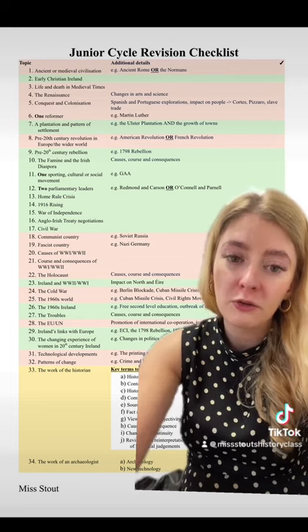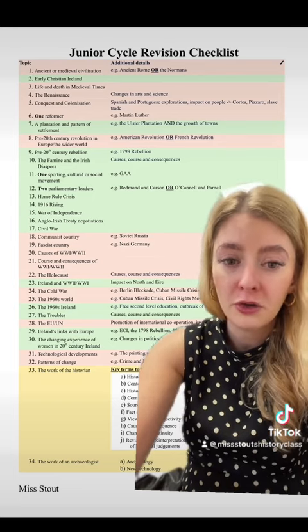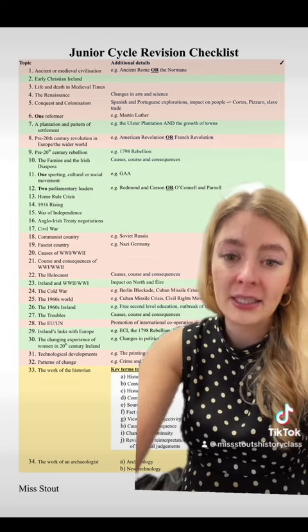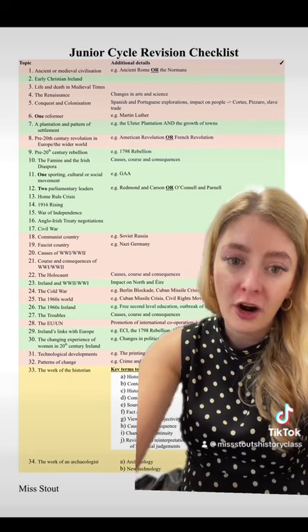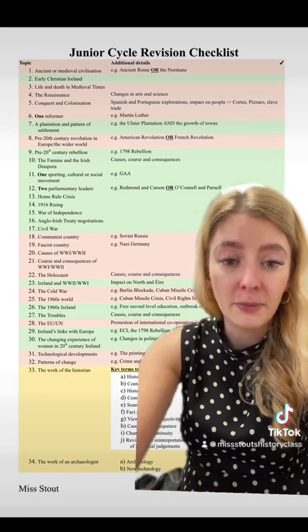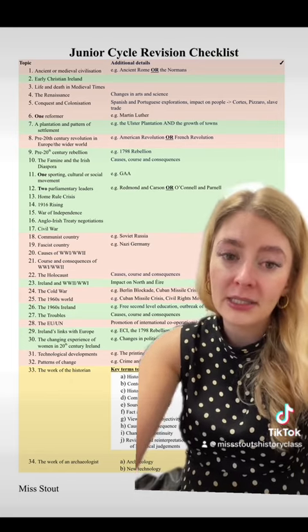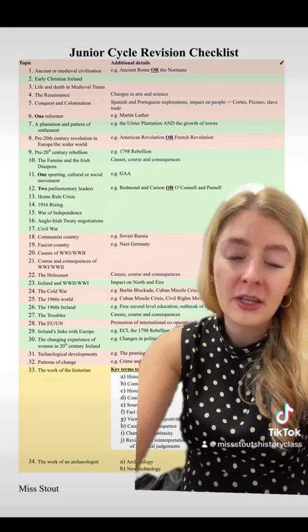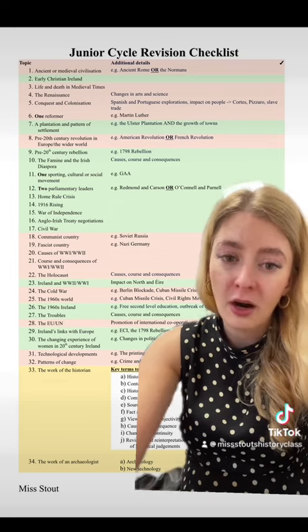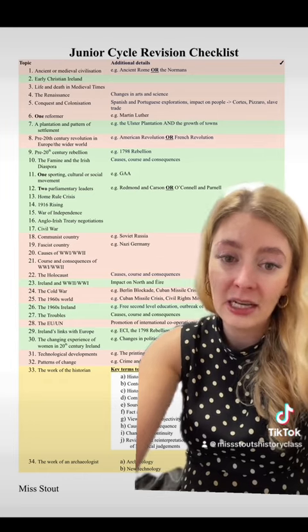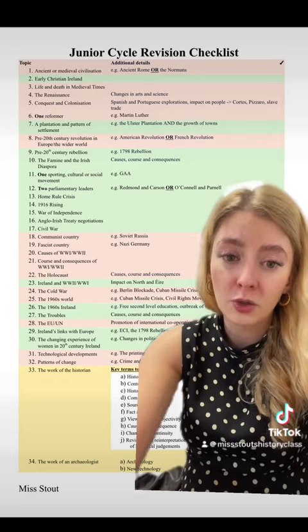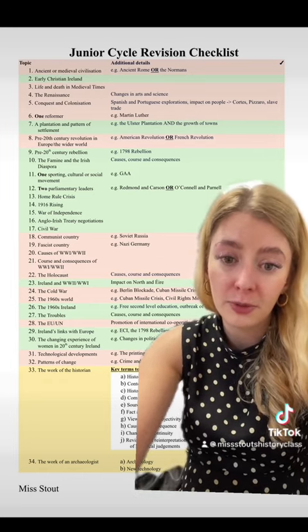So my students would have done this throughout the 3 years. So things like early Christian Ireland, there's links between Ireland and Europe there. The Normans, there's links between Ireland and Europe there. 1798, there's links between Ireland and Europe. 1916, there's links between Ireland and Europe. And obviously World War II, there's links between Ireland and Europe.